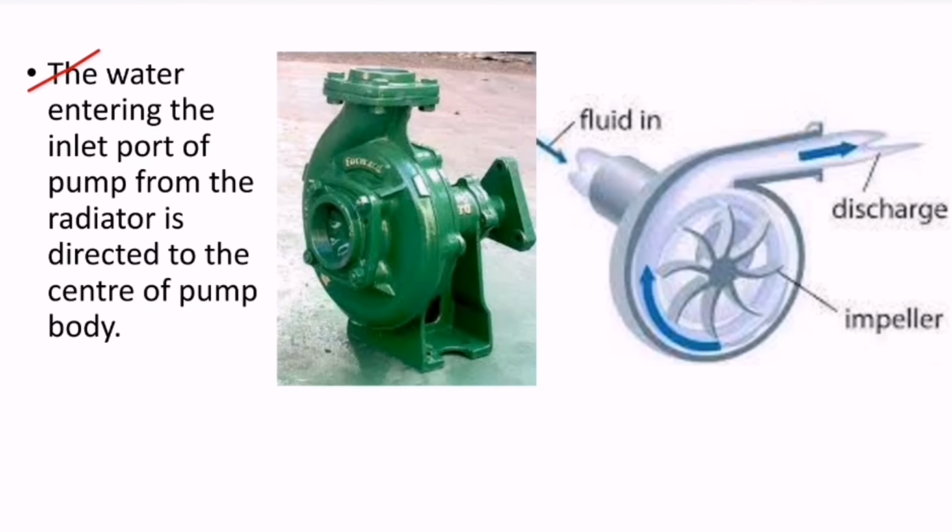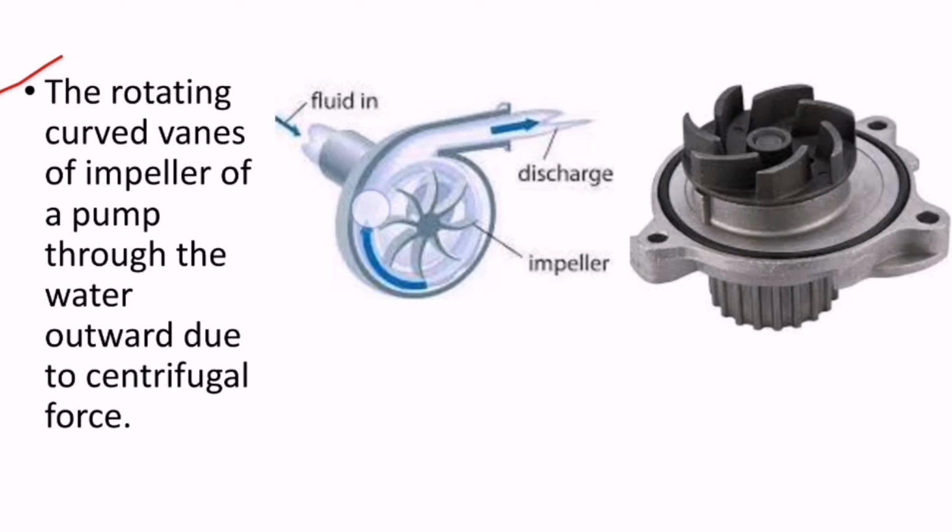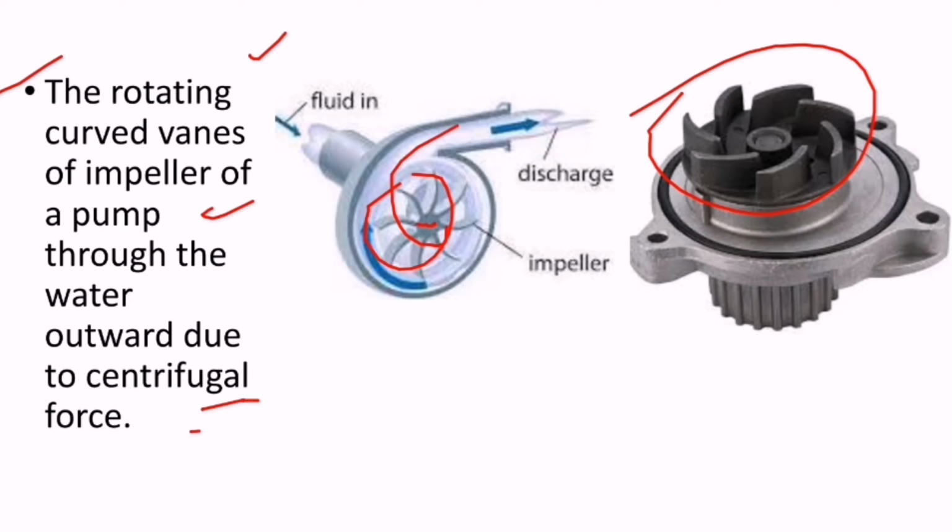The water entering the inlet port of the pump from the radiator is directed to the center of the pump. Whatever liquid is coming from this inlet will go to the center of the pump. There the impellers will rotate and finally discharge to the required place. These are the curved vanes, or impellers. The rotating curved vanes of the impeller of a pump throw the water outward due to centrifugal force. This center-to-outward action is nothing but centrifugal force. Because of that force the pump is running. That's why it is a centrifugal pump.